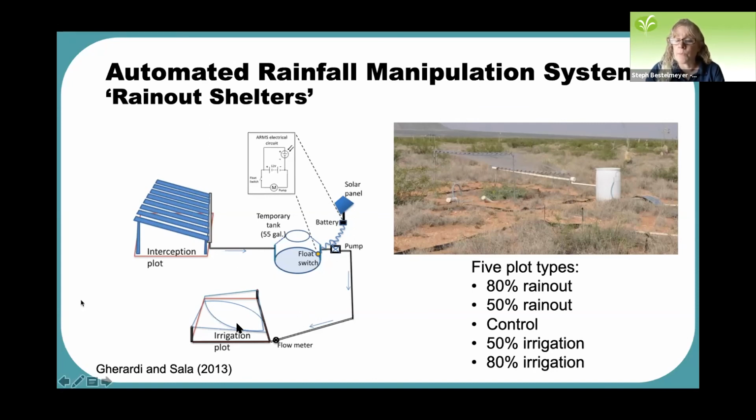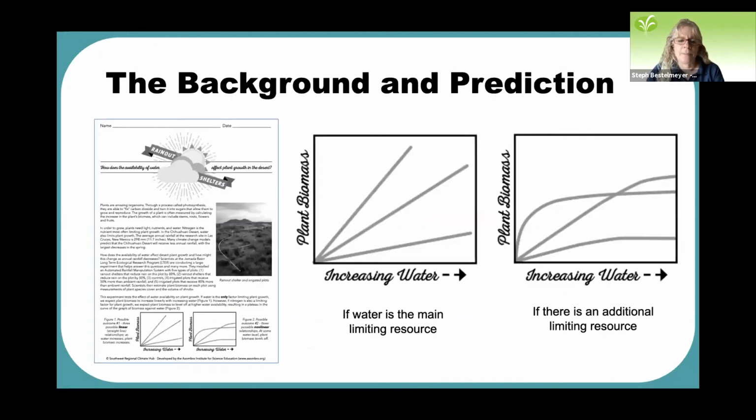So what we end up with is 5 different plot types, going from least amount of water, which are the ones that have 80% rainout shelters over them. There's also plots that intercept 50% of the rain. There's control plots, and then there's 50% and 80% irrigation. So those 80% irrigation plots receive 80% more rain than the control plots do. All right, and next slide.